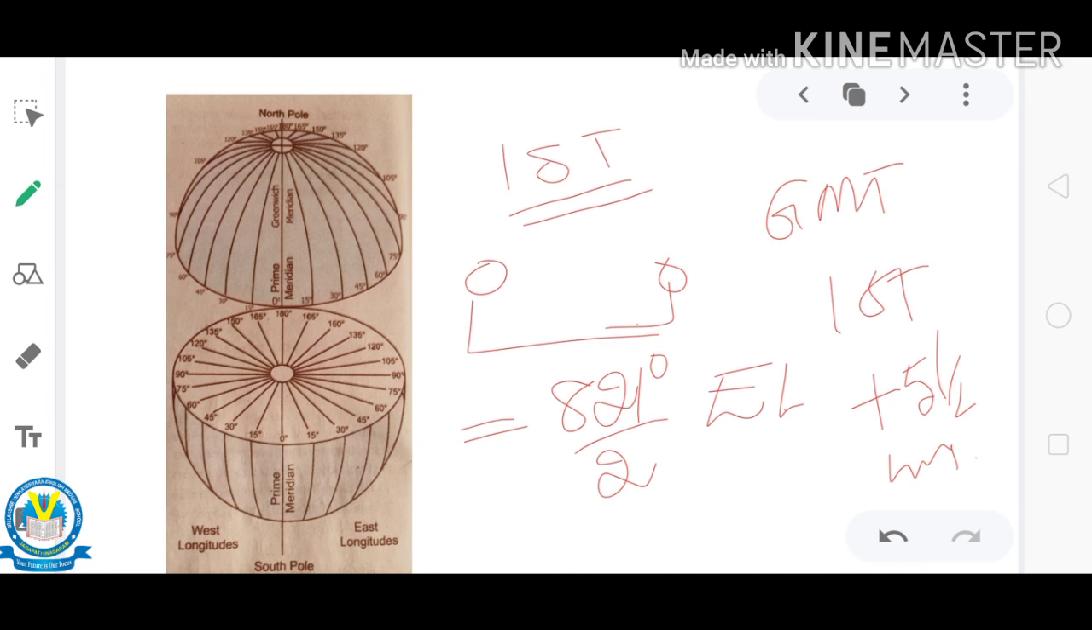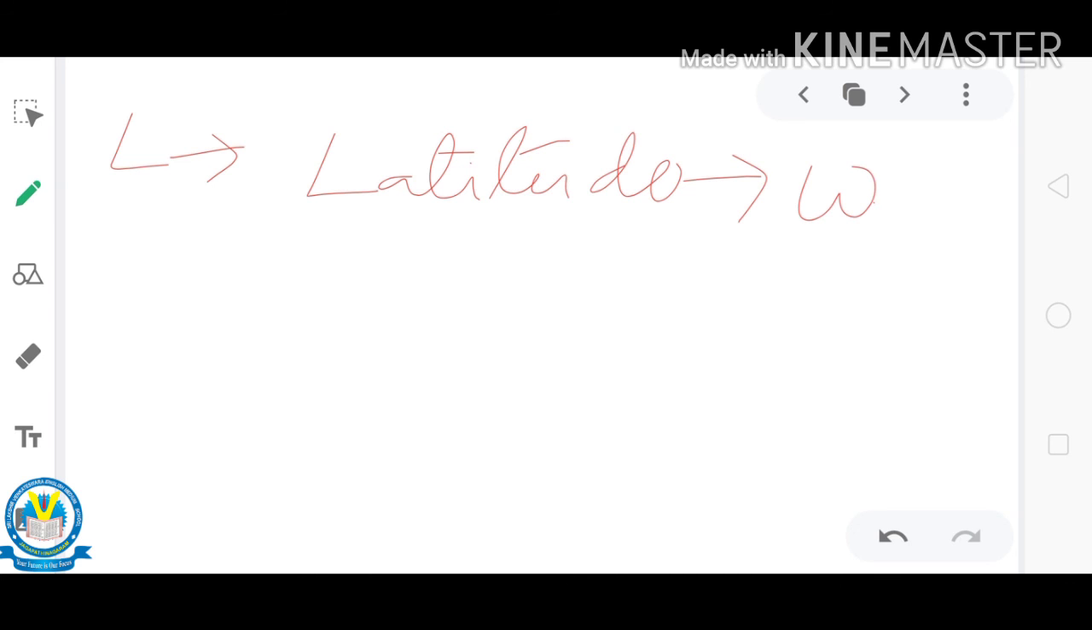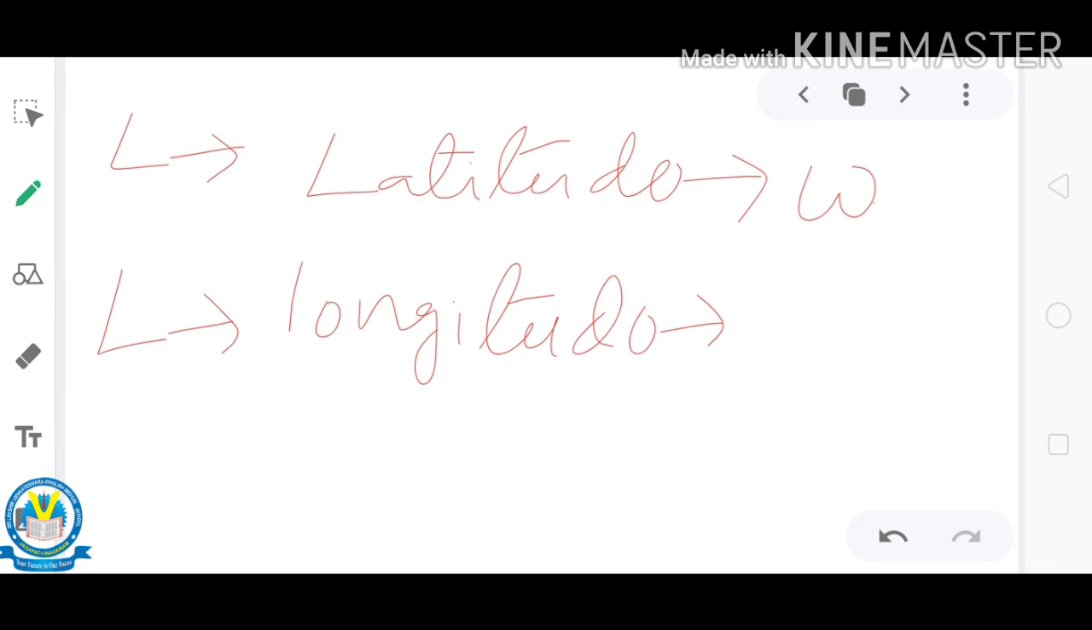So what we call latitude is also a Latin word, latitudo, which means width. And longitude comes from the Latin word longitudo, which means length.